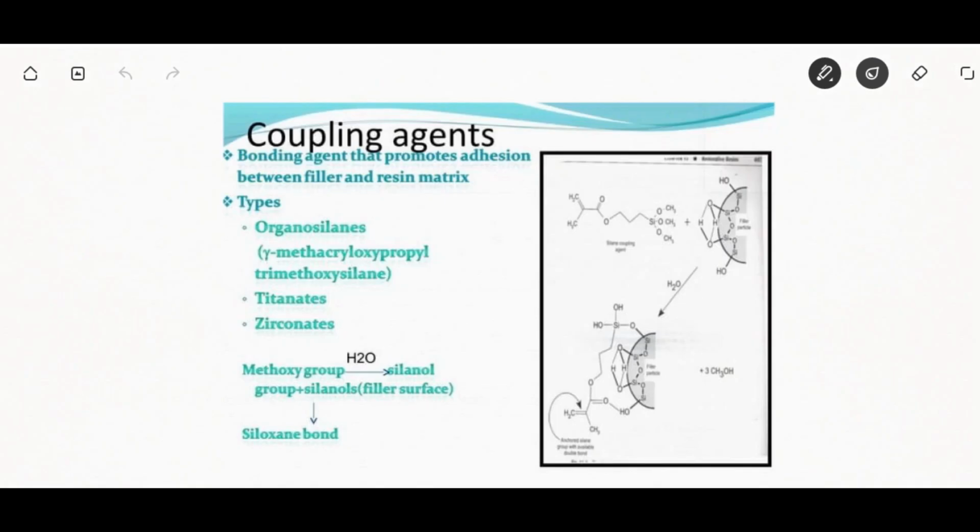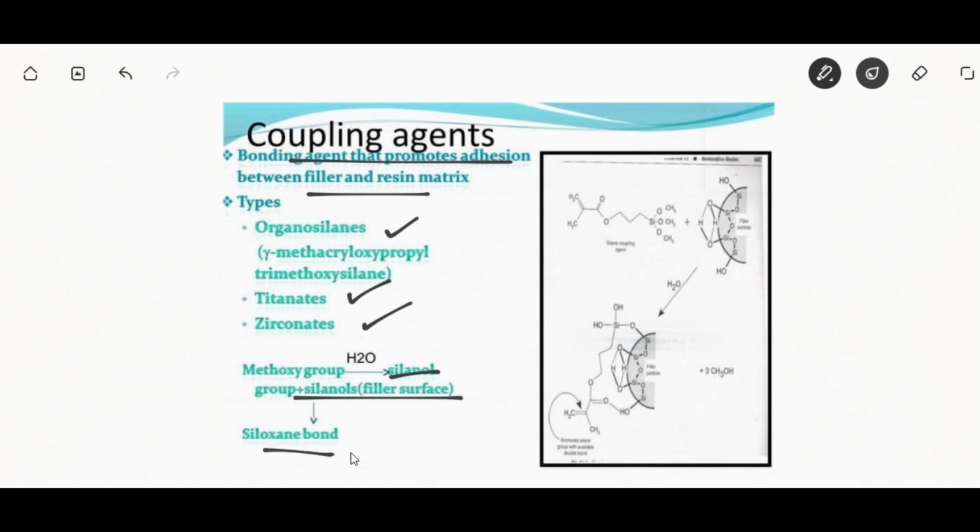So the coupling agent's function is to bond the filler and the resin matrix. It transfers the forces from the flexible resin matrix to the stiffer filler particles. It prevents penetration of water along the filler-resin interface and provides hydrolytic stability.